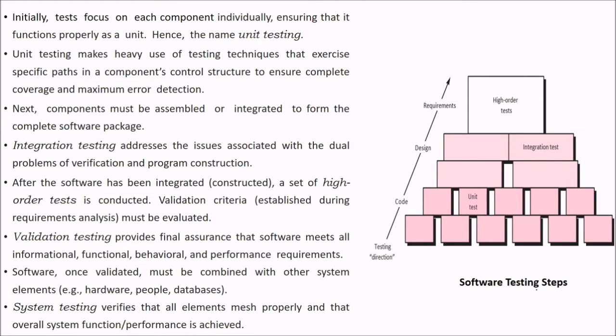So these are the software testing steps we have just seen in the figure. Initially, the test will focus on each component individually, ensuring that the units function properly as a single unit. That is why, if this unit is working fine, we call it unit testing. So we test for a single unit. And unit testing will make heavy use of testing techniques that exercise all the paths in a component's control structure. That is, you are doing some sort of white box testing. We'll talk about this, to ensure complete coverage and maximum error detection in a single unit.